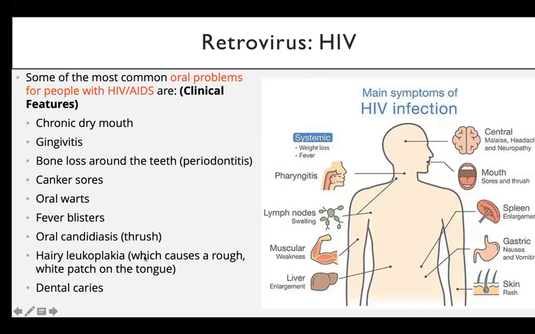One of them was hairy leukoplakia. One of them was oral candidiasis, which lets the fungus grow on the tongue. And then gingivitis and chronic dry mouth, because of the absence of saliva, which was otherwise protective. And then canker sores were pathognomonic of HIV.